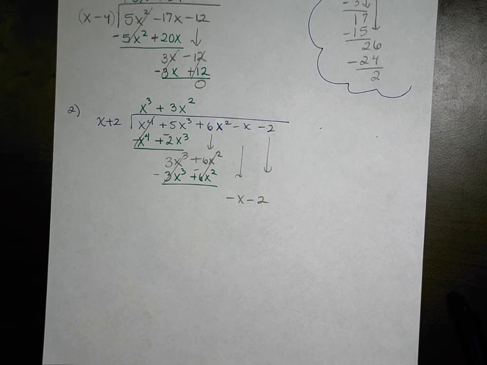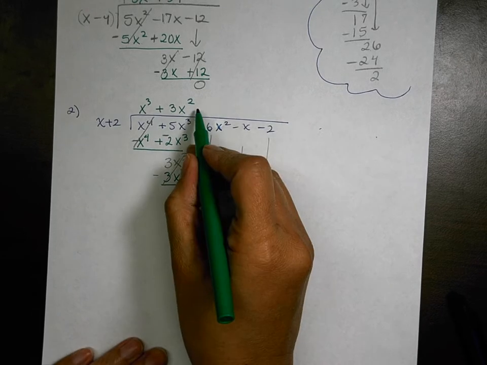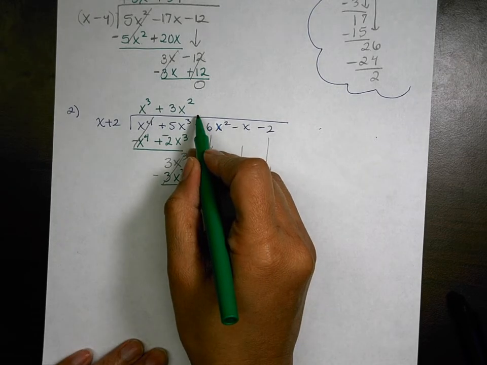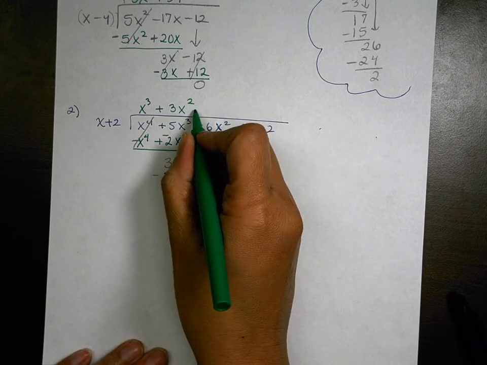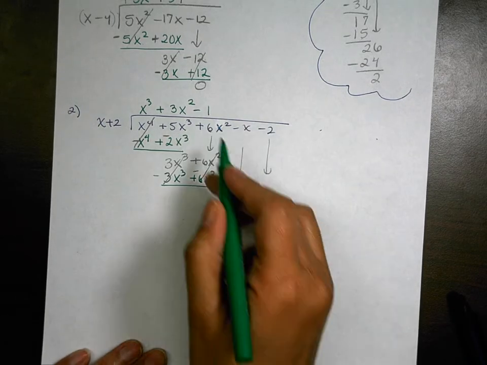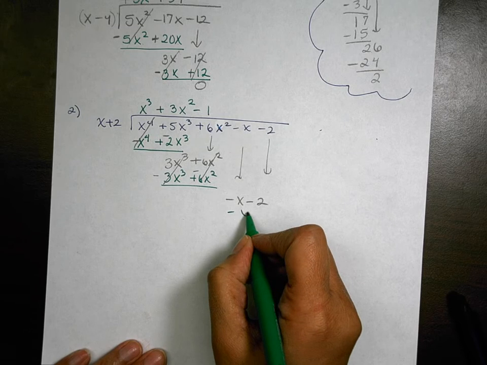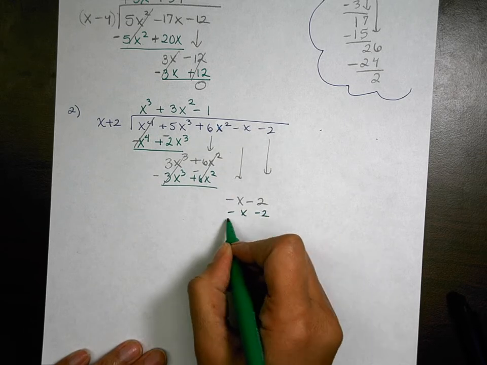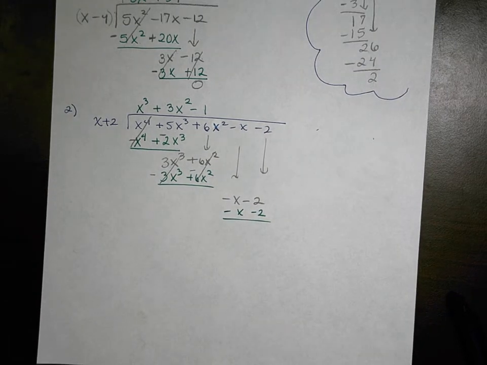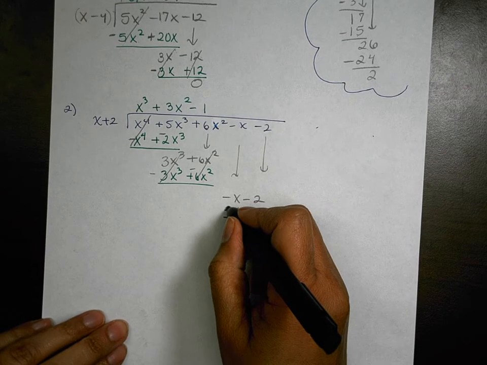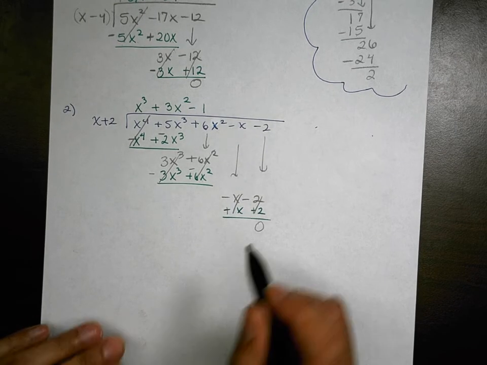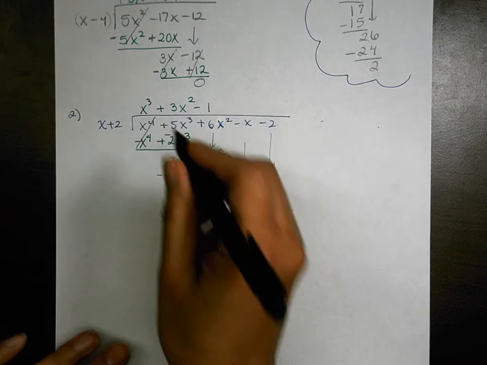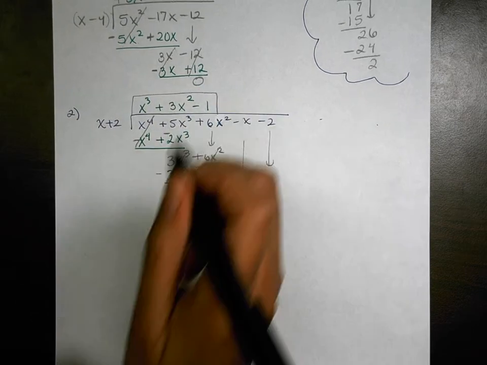All right, what's the next number going to be at the top? -1. After the 0 is -1. And then you get minus x minus 2. Change your two signs, because if you subtract, it becomes positive, positive. Do they both cross out with the remainder of 0? Then this here is your answer.